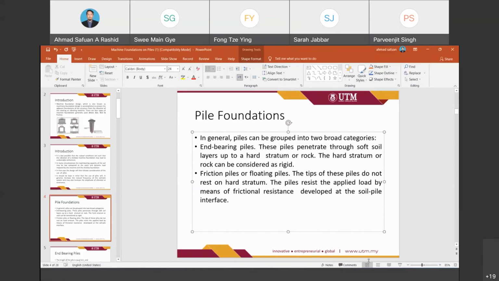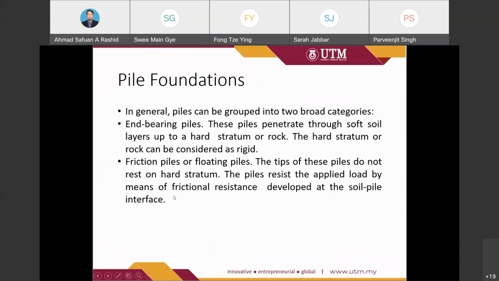Okay, floating pile. The tip of this pile does not rest on a hard stratum. The pile resists the applied load by means of frictional resistance developed at the soil-pile interface. So you can just imagine it as a floating type. It means that it does not rest on the hard layer.